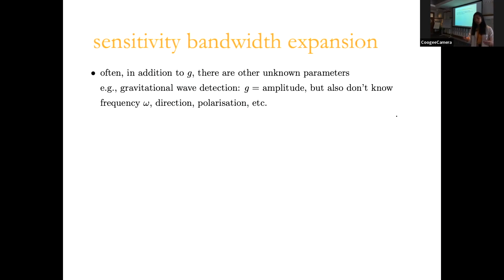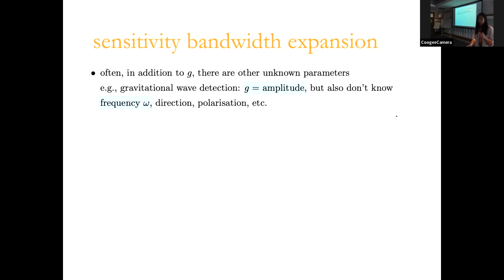In particular, so far we've only been considering the scenario where there's a single unknown parameter G, but in many realistic settings, there might be multiple unknown properties of the signal. For instance, in gravitational wave detection, we might take G to be the amplitude of the wave, but we also don't know its frequency, direction, polarization, and so on. But often there's a particular aspect that we're most interested in. For instance, in axion dark matter detection, we want to know whether the wave is there at all. In other words, whether G is non-zero. So an interesting question is, how well can we determine one parameter despite not knowing the values of others?